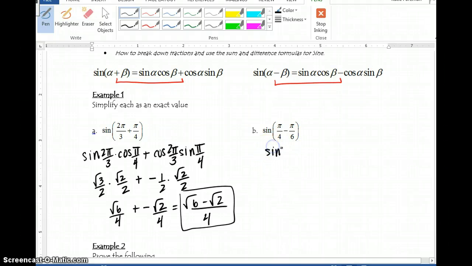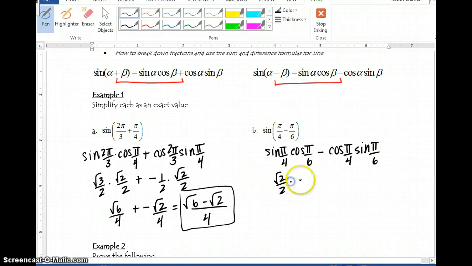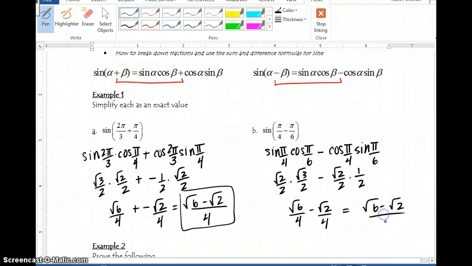Here, sine of the first angle measure times the cosine of the second angle measure. Keep the operation the same. Cosine of the first angle measure times the sine of the second angle measure. Now these are both first quadrant angles, so referring to the chart, square root of 2 over 2 times square root of 3 over 2 minus square root of 2 over 2 times 1/2. Top times top, bottom times bottom. So these angle measures have the same exact value. So A and B have the same exact value.